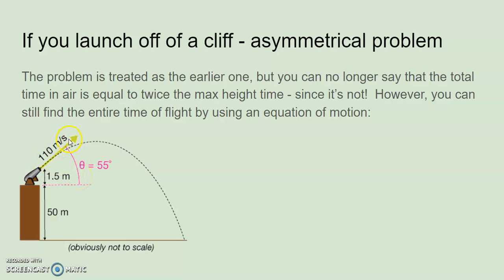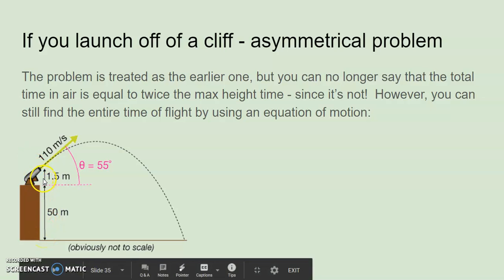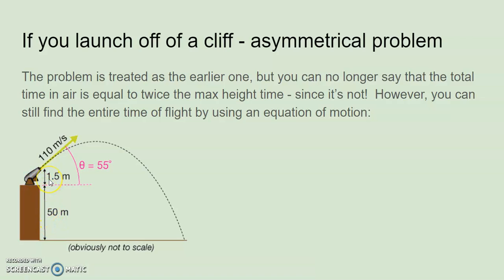So 110 meters per second here. Oh, it also leaves the cannon barrel at 1.5 meters above the ground, and that is, I should say, 1.5 meters above a platform, which is 50 meters above the ground. This is very clearly not to scale. Sorry about that. So what could I do?